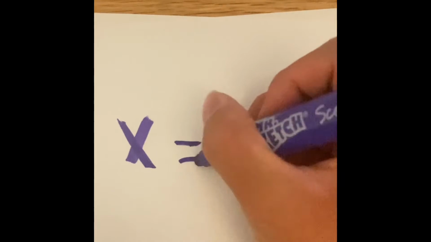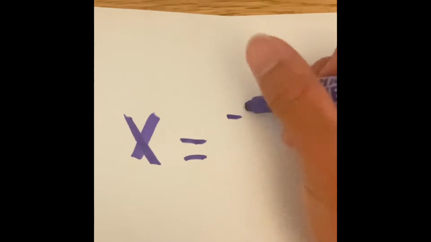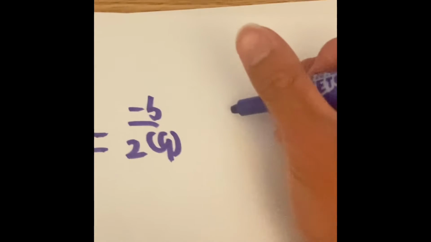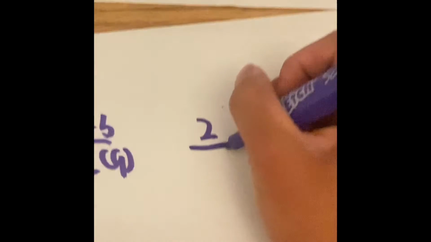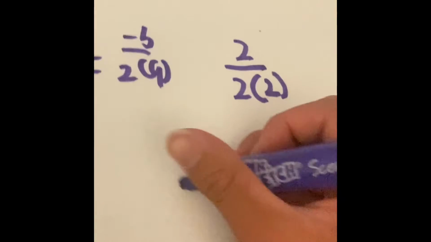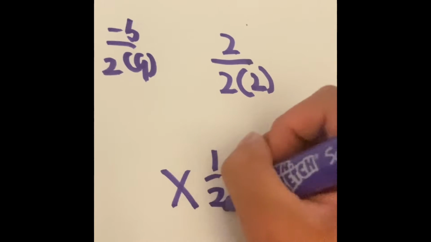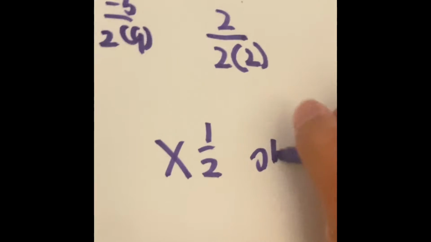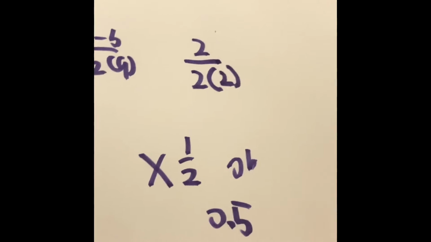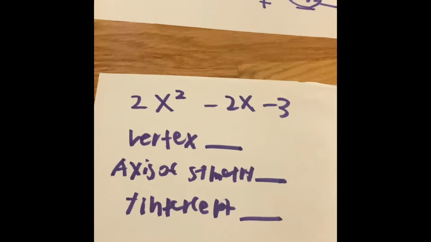So we have x equals negative b over 2 times a, which will get you the x value. We have positive 2 because of the negative 2x. Divide that by 2, multiplied by 2, because that's our a value. And when you get that, you get x equals 1 over 2, or 1/2, or 0.5 if your teacher wants a decimal. Now we have to put that into the formula.